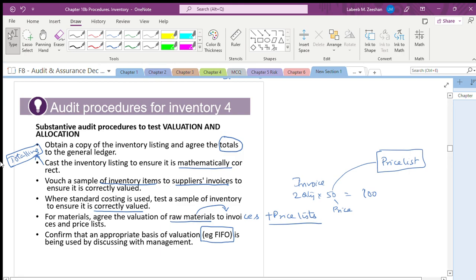Our valuation is nothing but you have to get the copy of inventory and agree to the totals. You have to do the totaling mathematically. You have to match some sample of invoices with the supplier invoices. You have to take into consideration the standard costing method. Subsequently, you are talking about the valuation and what the basis of valuation is.